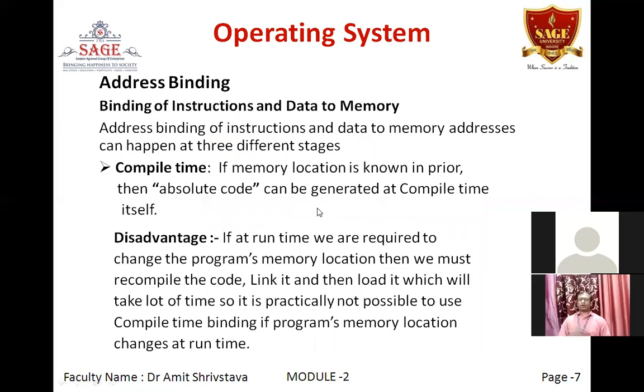Okay. Now next is address binding. Basically there are two types of addresses in our CPU. One is the logical address and another is the physical address. Now let us see.